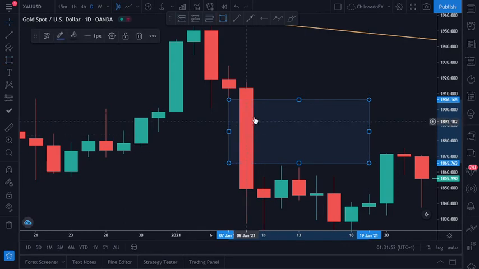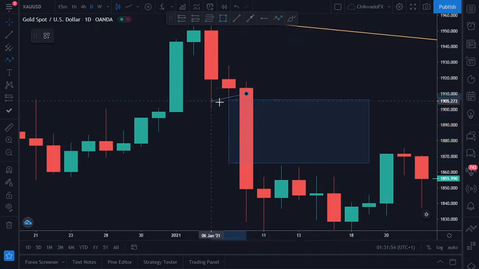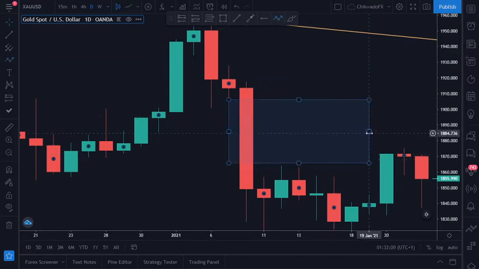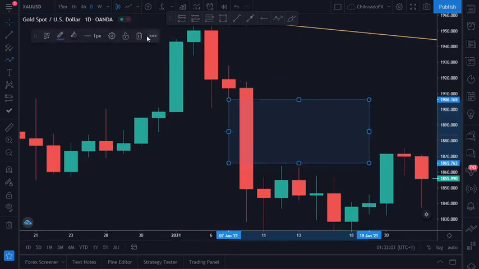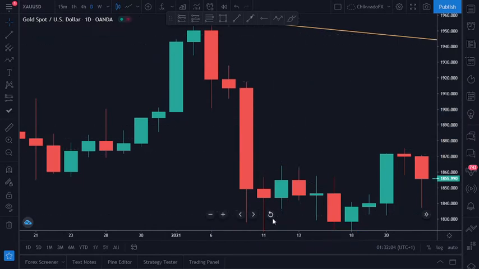So as you can see from this point here, from this point down to this point, there is no wick anywhere on the candle. So the candle is just sitting on its own. You call that imbalance or inefficiency in price.